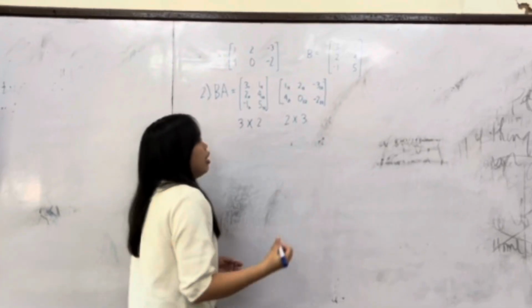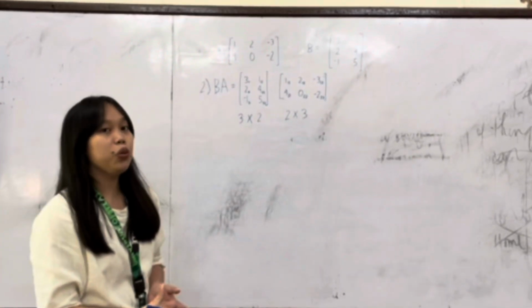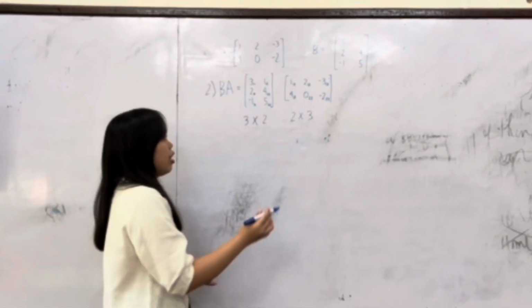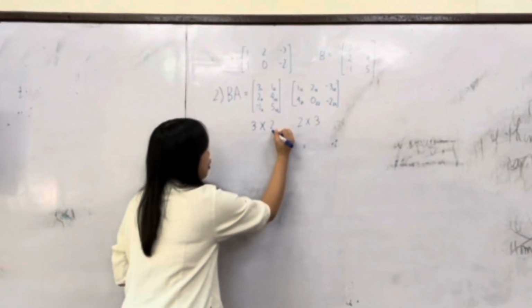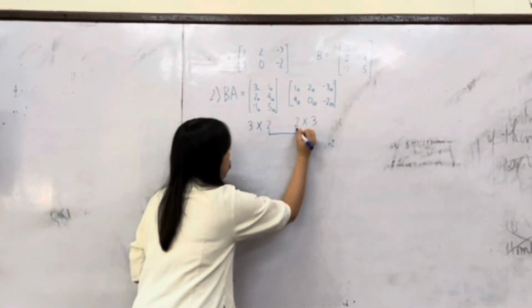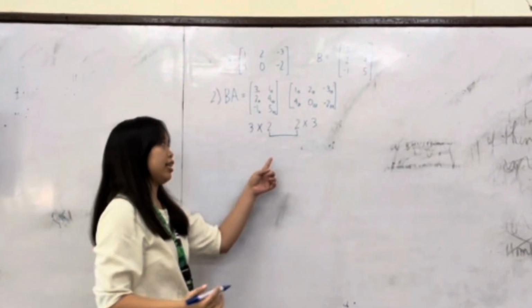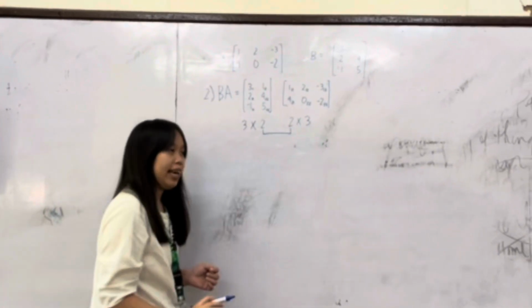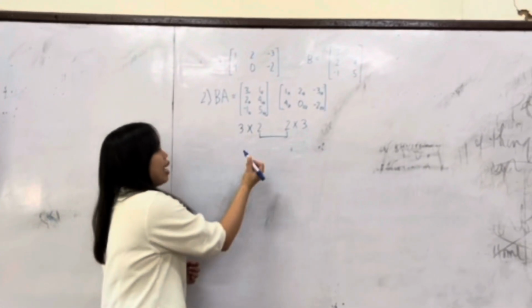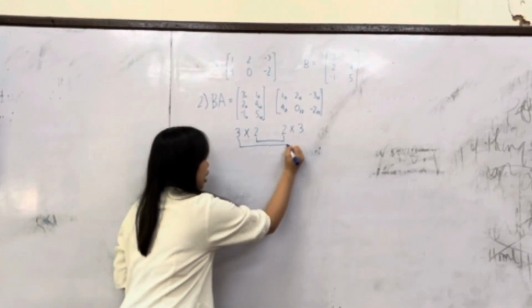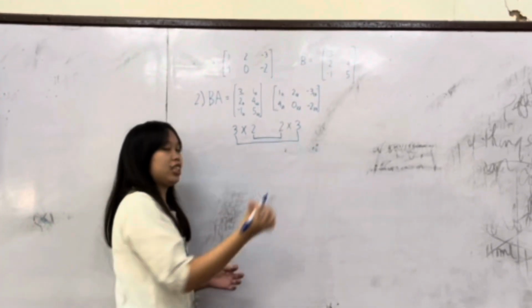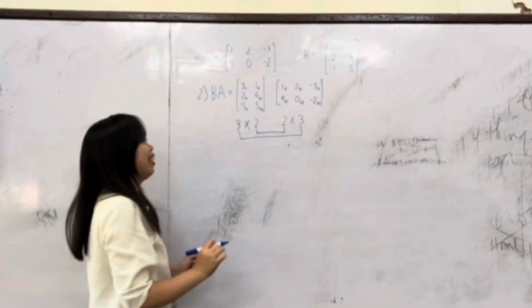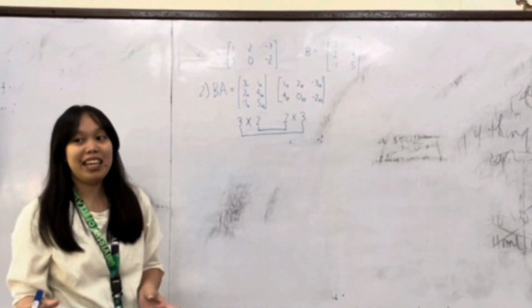Now, according to the rule in multiplying matrices, the columns in the first matrix should be the same as the rows in the second matrix. Now, 2 is the same as 2, so yes, we can multiply. Now, our answer should be a 3 by 3 matrix. Got it? So now we will begin solving.